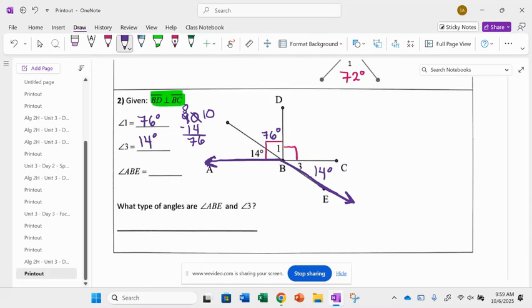180 minus 14. We're almost at that straight angle, but 14 degrees short of it. So we're going to do 180 minus 14. Borrow from the 8, it becomes a 7. 10 minus 4 is 6. 7 minus 1 is 6. We get 166.